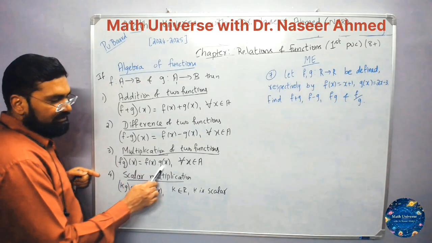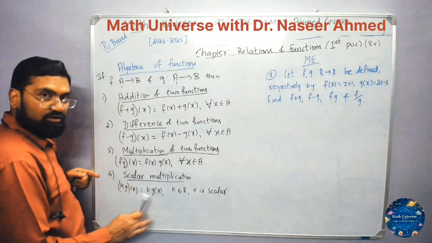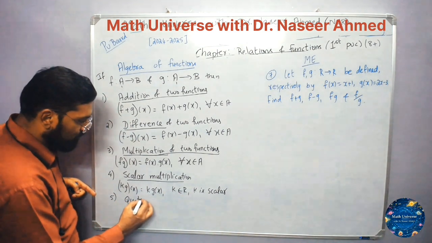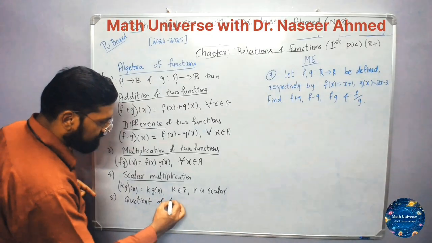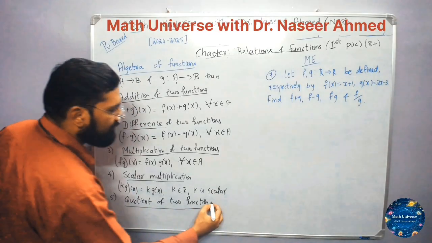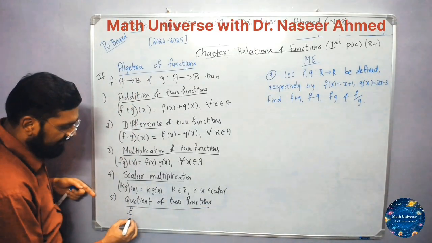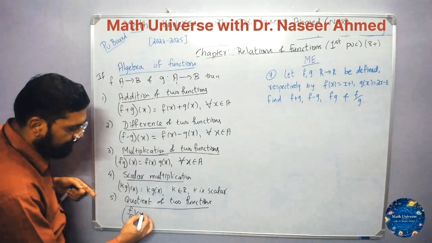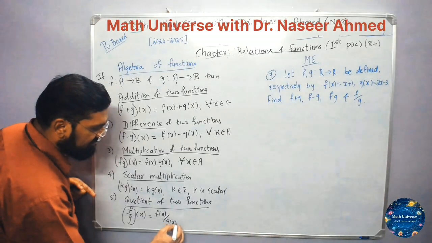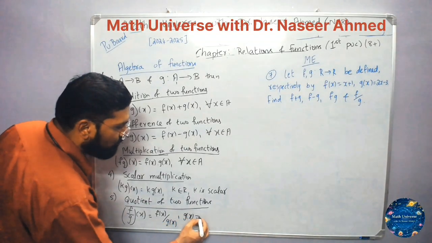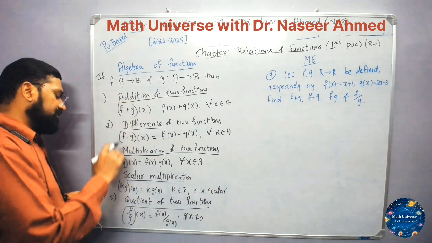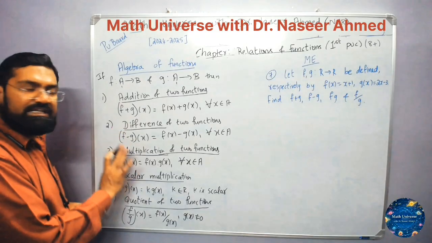This x was taken for both f and g, but here it is taken only for g because k is a constant function type. Then the last one is quotient of 2 functions, which is nothing but division. So here I have two functions, f by g, and on that I operate x. So it is f of x divided by g of x, where g of x is not equal to 0. Having understood this, in short, what is the summary? Whether it is addition, subtraction, multiplication or division, you should operate x to each and every term.